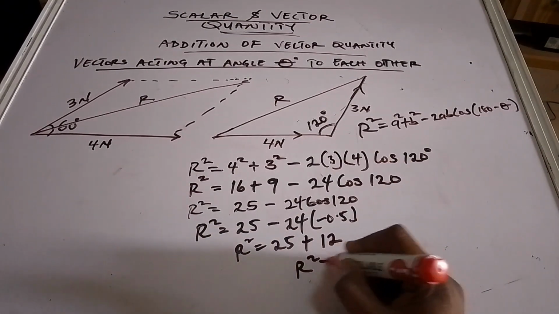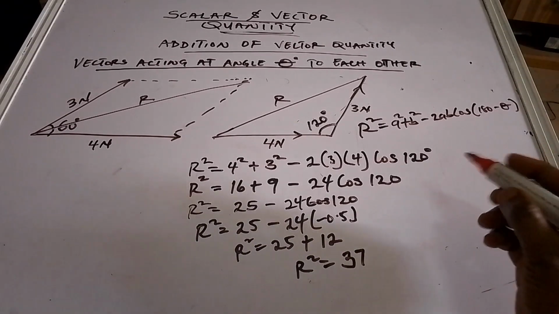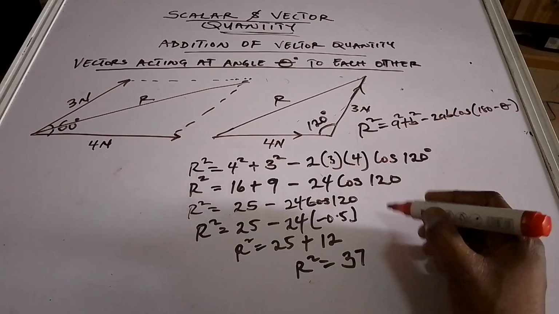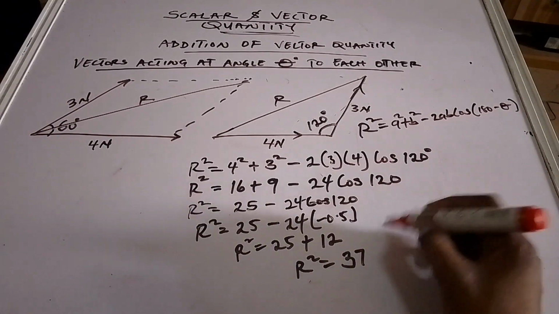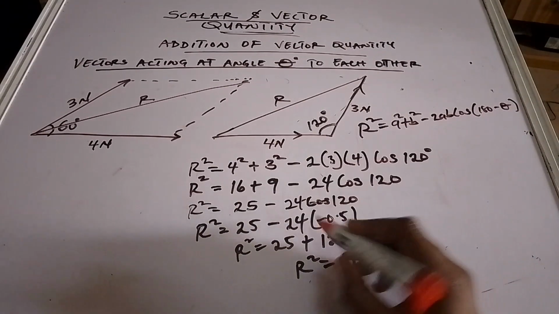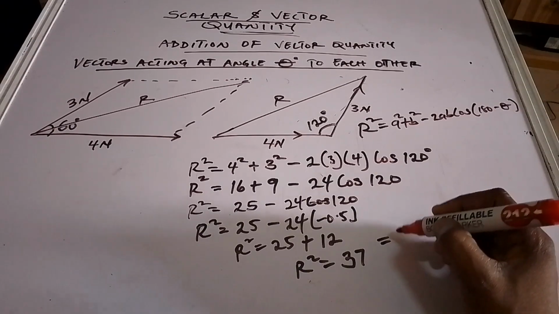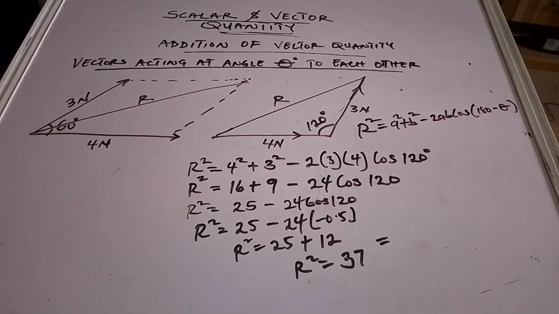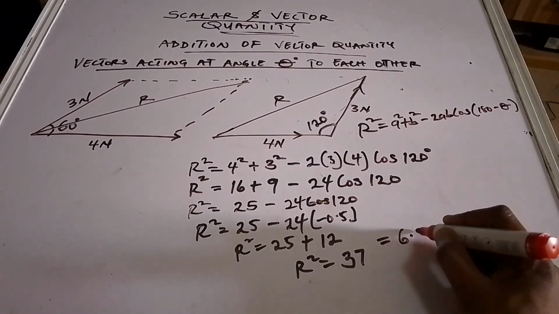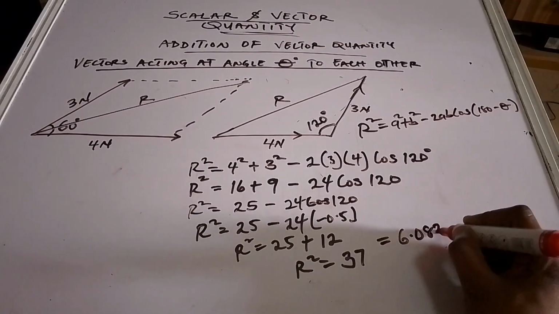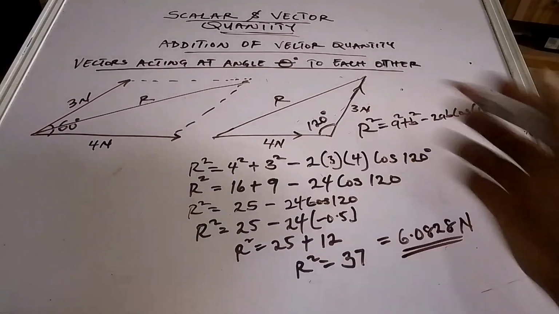So the r square is going to give me what? It's going to be 37. And what's going to be the square root of 37? Yes. So you're going to the square root of 37, and the square root of 37 is approximately, let me just say 6.0828. So this is going to be in Newton, because we are dealing with Newton force.